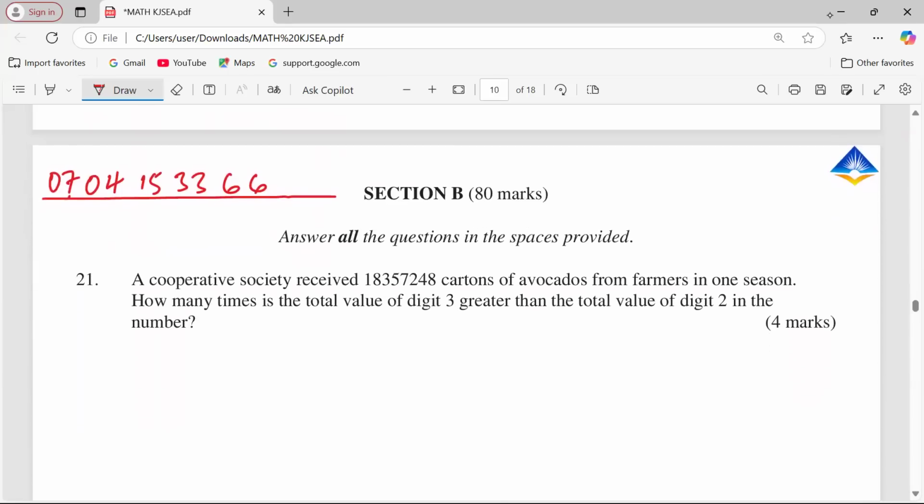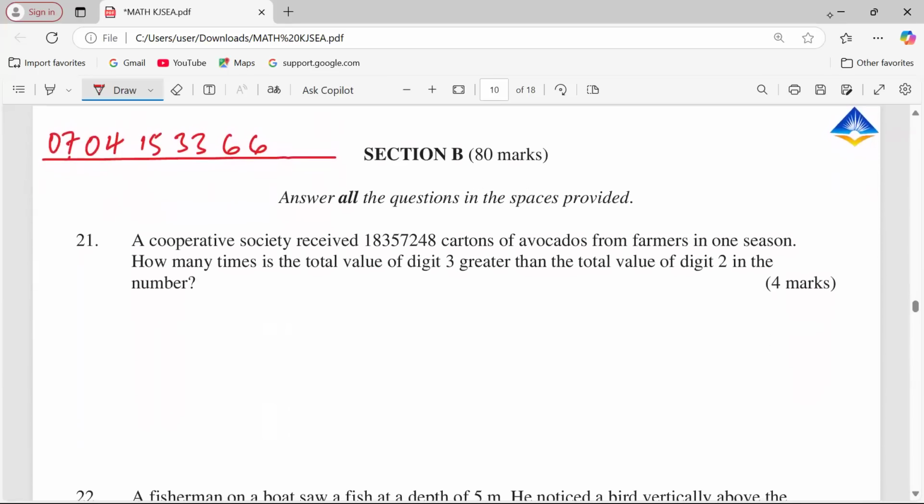Yeah, so we are changing to section 2, section B, whereby we are having now 80 marks.